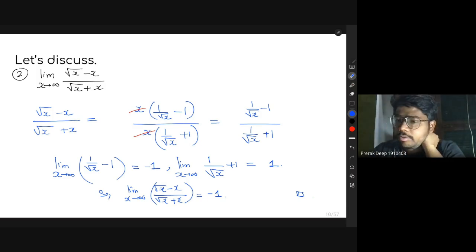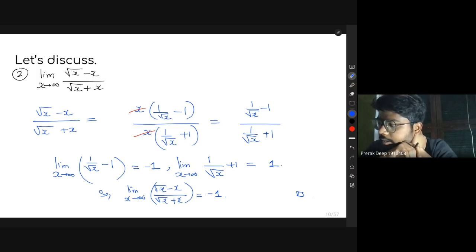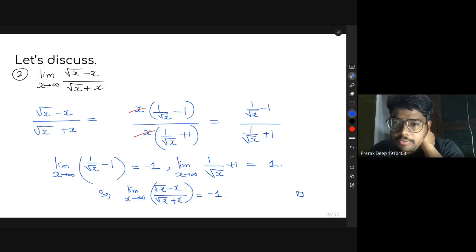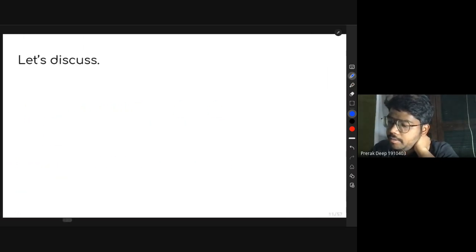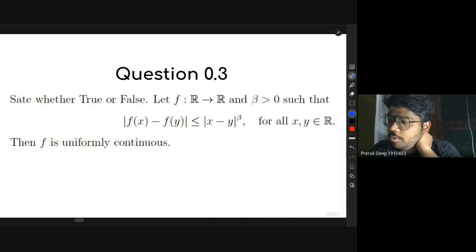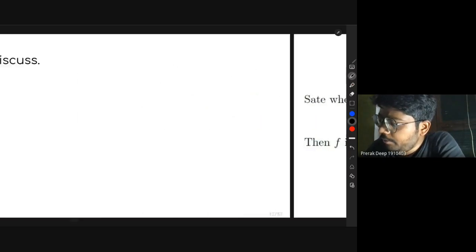This question is also similar to the previous question, so I don't think this is anything new for you, and I think you are already familiar with such kind of computation with limits. Okay, so let's move on to discuss this third question. This third question is on uniform continuity. So before going to prove whether this is true or false, let us first recall the definition of uniform continuity.